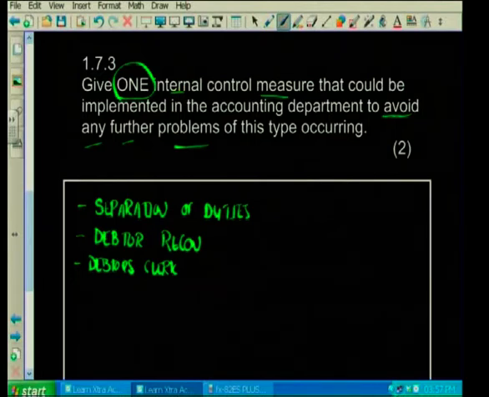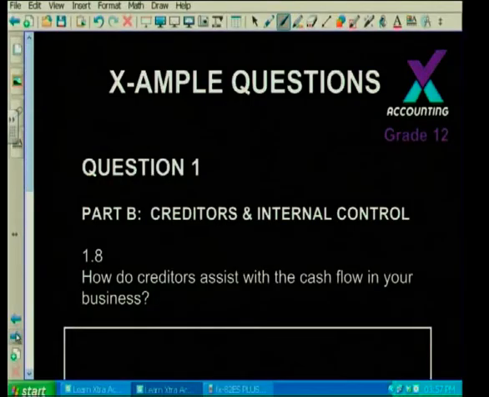So, internal control, what's the purpose of internal control in our business? Internal control is set up to safeguard the assets of a business. And remember, amongst the assets, one of them are our debtors. So to protect our asset, we need to ensure that we have effective internal control measures in place. Let's go on.